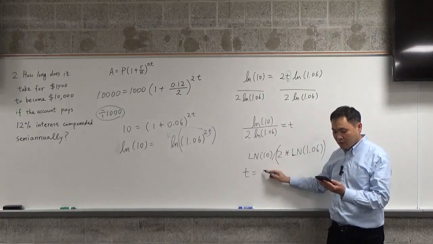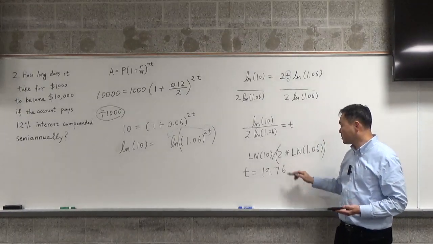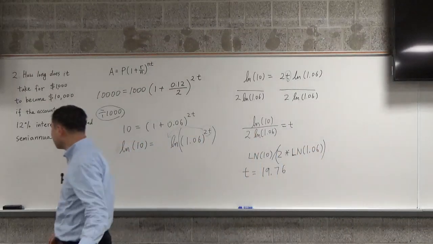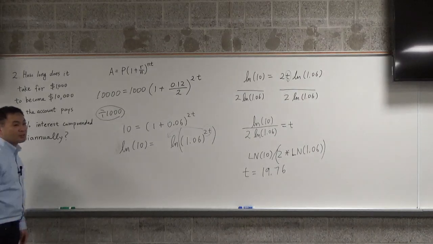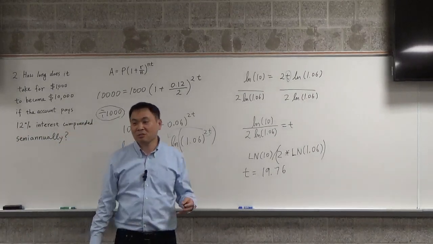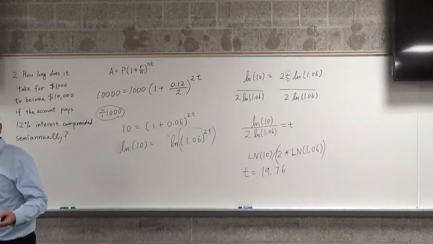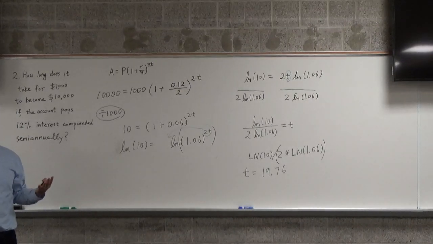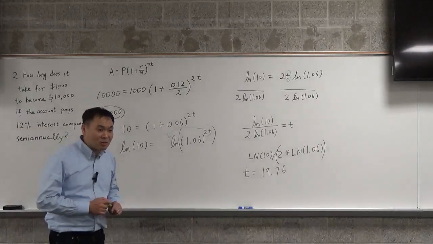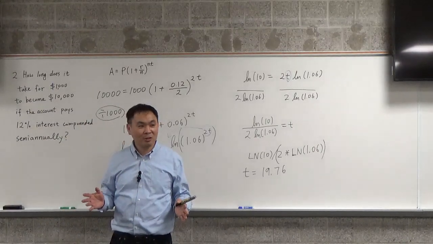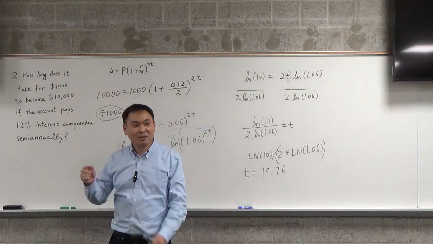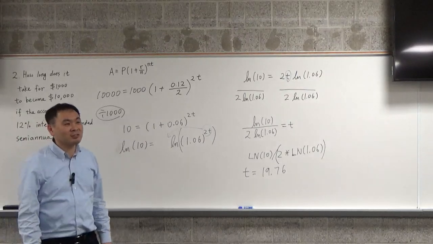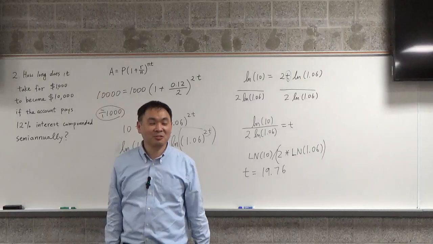But anyways, if you do this, t will end up being 19.76, or about 20 years. So in about 20 years, your $1,000 will turn into $10,000. And because your money grew 10 times, if this trend goes on for another 20 years, 40 years later, you're going to have $100,000. Let's say you got a job when you were 25 years old and you took that first biweekly paycheck and put it straight into the retirement account. What happens by the time you retire at 65? It becomes $100,000.